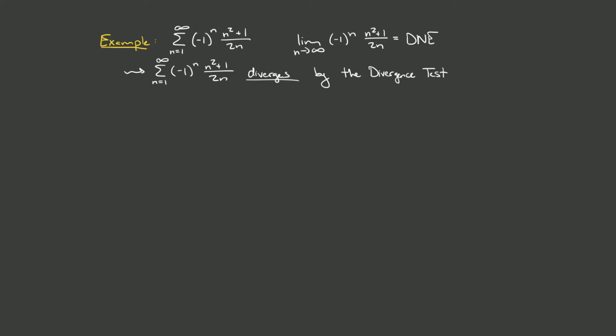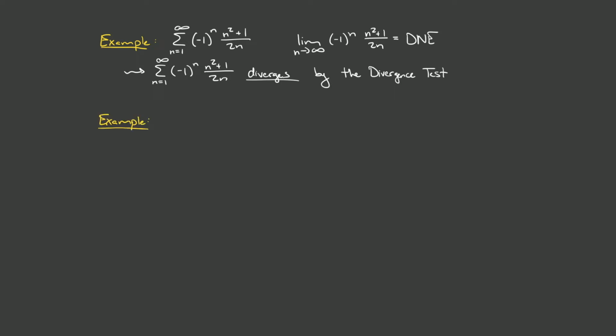Let's try a couple more examples. First, let's take a look at the sum from n equals 1 to infinity of (-1)^n times (n squared plus 1) over 2n. Applying the divergence test, we compute the limit of the terms of the series. Now, the non-oscillating part, which is the part without the (-1)^n, goes off to infinity, since the degree on top is bigger. Therefore, this sequence oscillates between going off to infinity and negative infinity. And therefore, the limit does not exist. In particular, it's not equal to 0, and so our original series diverges by the divergence test.